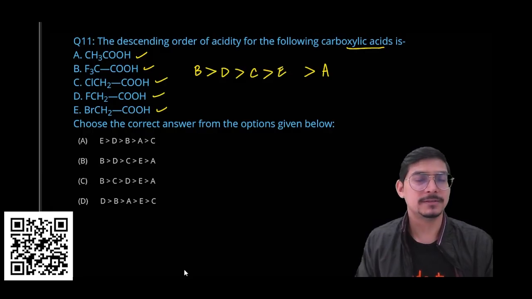So the correct descending order of acidity would be B, then D, then C, then E, and A. So option B is the correct answer to this question.